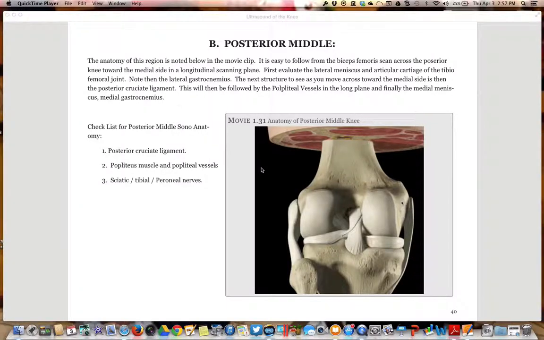The next structures we want to visualize is the posterior middle aspect of the knee. This is easily visualized by continuing to follow our scan pattern from the biceps femoris, scanning across the posterior knee toward the medial side in a longitudinal scanning plane.